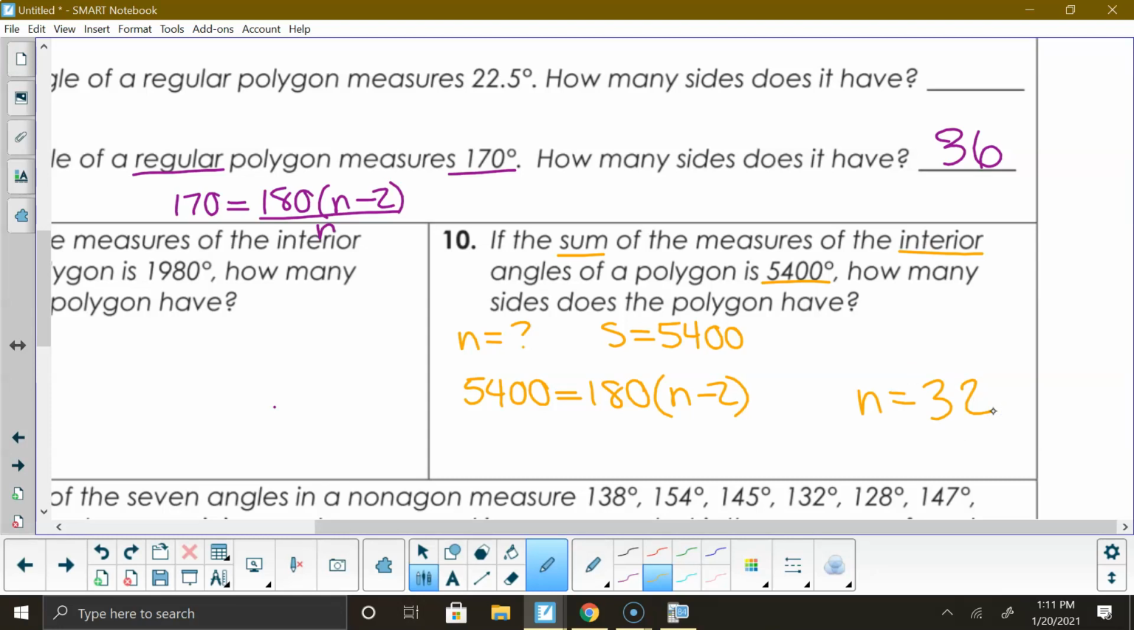Alright, I think 12 starts on the next page, or is it still on this page? We're still on this page. How do we do what? You got it. 30. So when I do it, I do 5,400 divided by 180, and that gives you 30. The problem is you didn't add the 2 back. Remember, it's n minus 2.